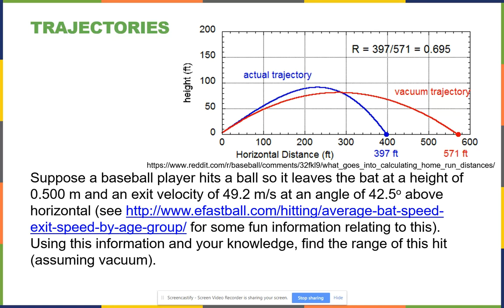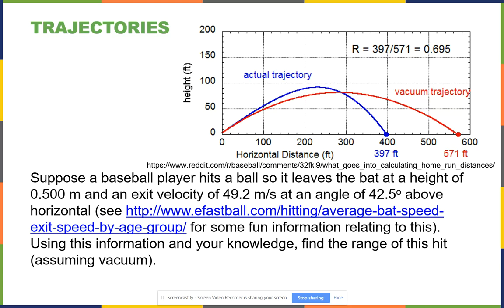Golf, same thing, except for the opposite. So let's talk about what's going on here and then convert it to the golf. What's the difference in the blue trajectory and the red trajectory? There's a lot of things, just point them out. The actual trajectory goes higher than the vacuum trajectory. Okay, the actual trajectory goes higher.